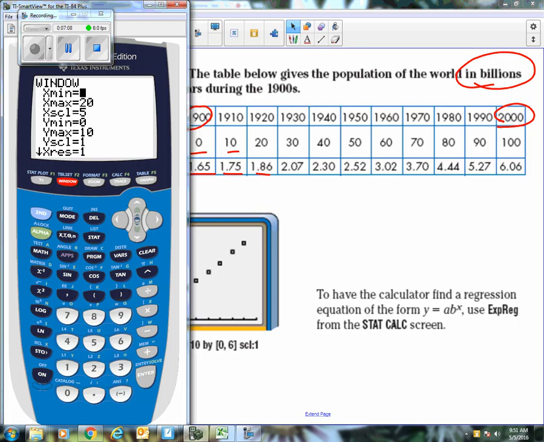So for me, it looks like X's go from 0 to 100. So I'm going to make some adjustments here in my window. You can also do a zoom stat. I like to have a little bit more control over what my window looks like though, so I like to do my own.